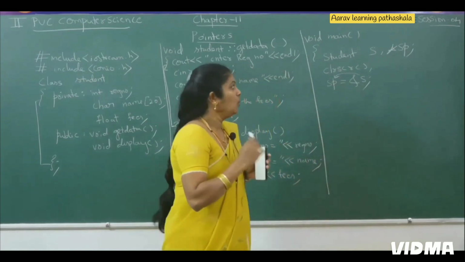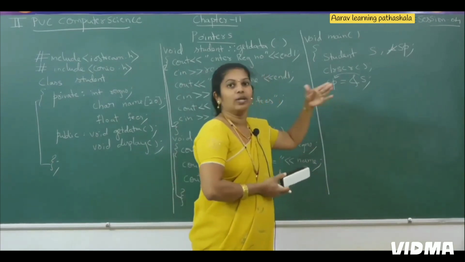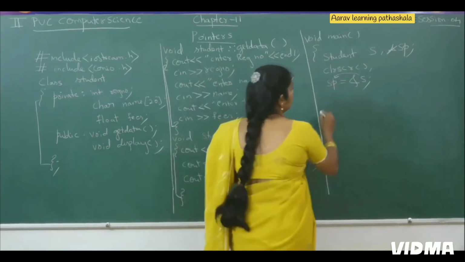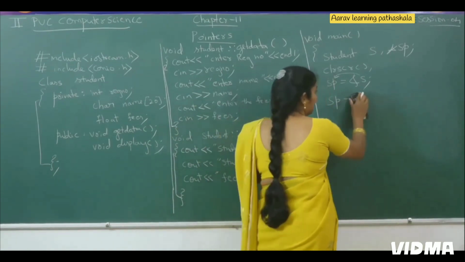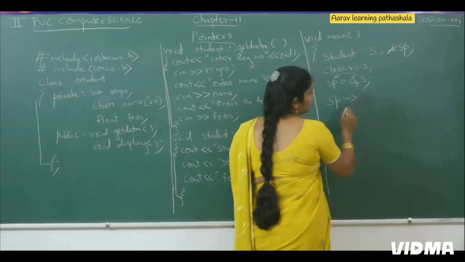Now is it clear? With the help of the object pointer we can call the function. How to call the function? SP arrow function. Here you compulsorily have to use the arrow symbol.